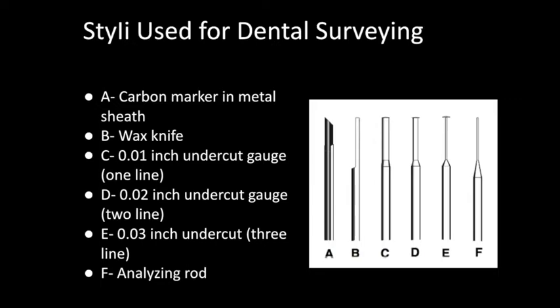Also, you are going to use some styluses for the dental surveying. So you will have 6 different instruments. However, for most of the surveying procedures, you will just use A, the carbon marker in the metal sheets, and C, D, E are the undercut gauges with different sizes of undercut. You will also use the analyzing rod like F is shown. The B, the wax knife, was basically just used by the technician.